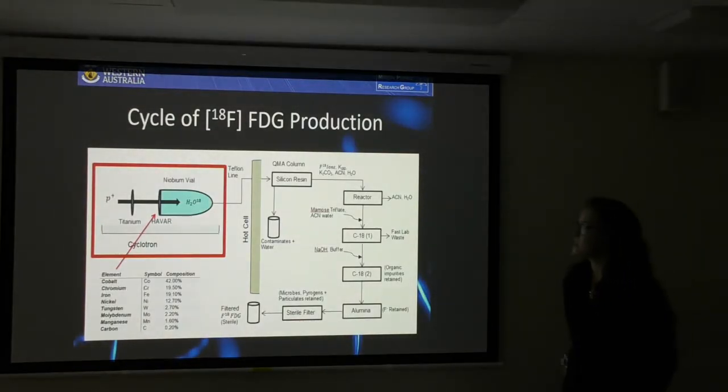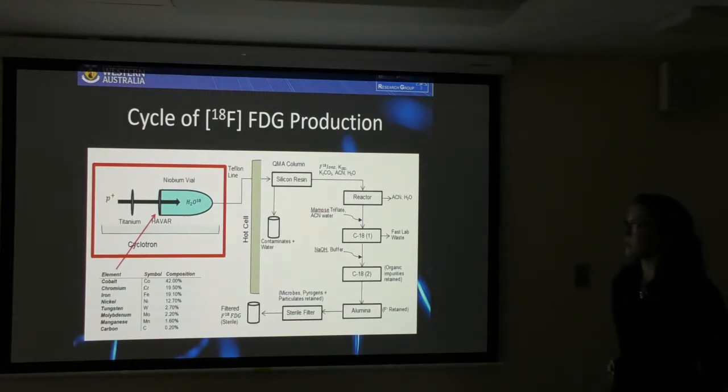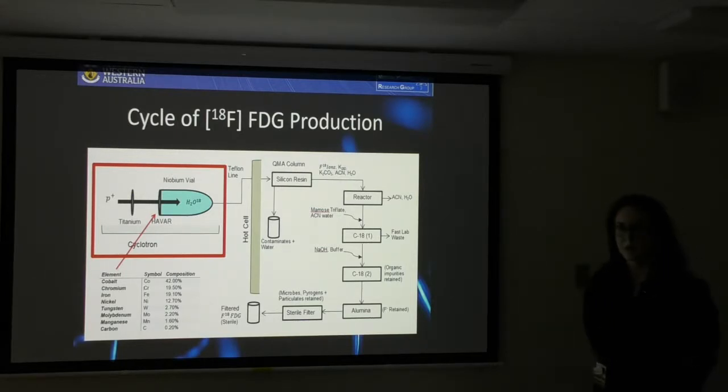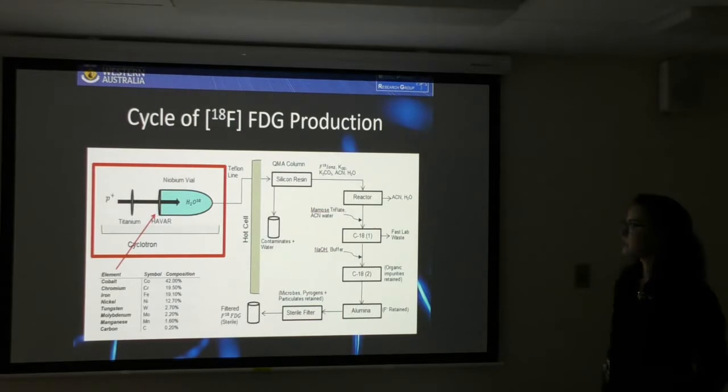So this is the process of F18 FDG production. We start with the irradiation of the O18 enriched water with a proton beam of up to 18 megaelectron volts. And we have our Havar sitting here, which is the front foil.